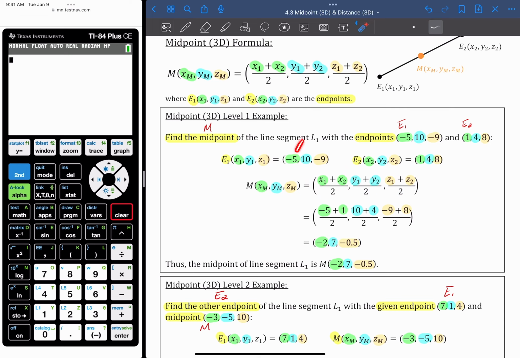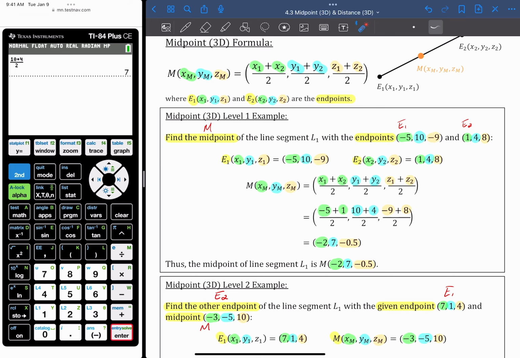Let's do x. I'm going to do -5 and 1. You can see it right here. -5 and 1. Grab your calculator, make a fraction. Put -5 plus 1, and I'm going to put 2 on the bottom. I get -2. You can see how I get -2. Do the same thing for y. It is going to be 10 and 4. So y equals, make my fraction, 10 plus 4, divided by 2, and I get 7.